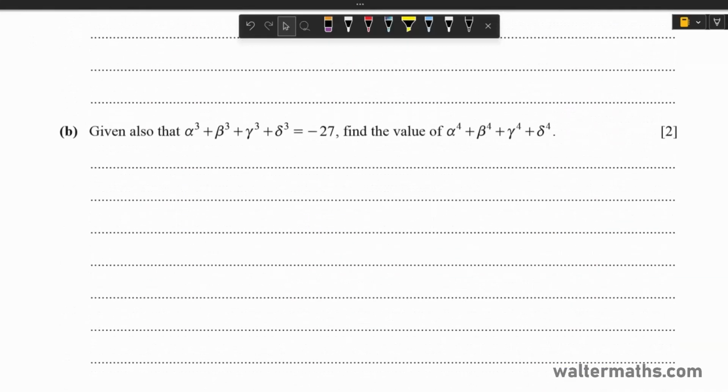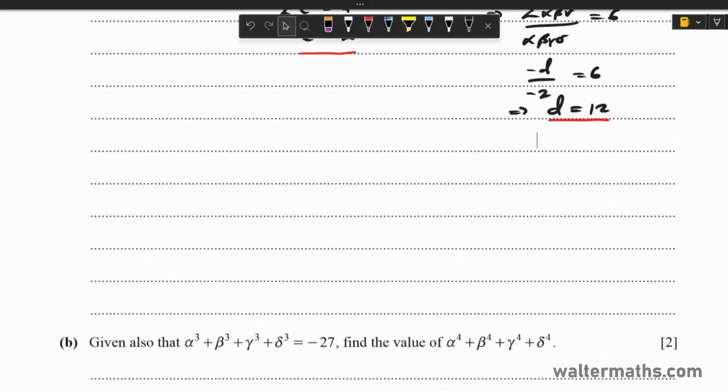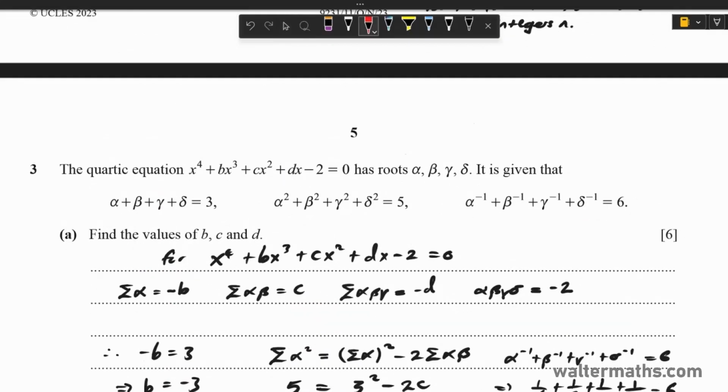Let's move on to B. On B, they say that given also that the sum of cubes of the roots is equal to minus 27, find also the value of this. All right, so for this we are going to take the original equation here.